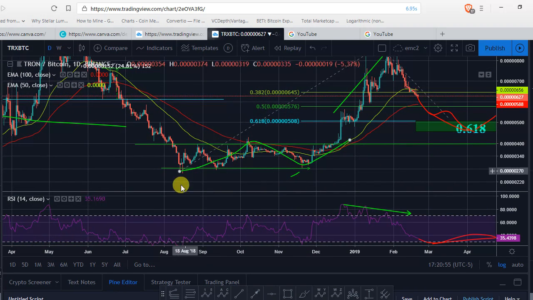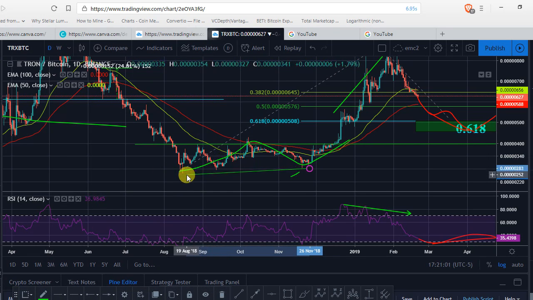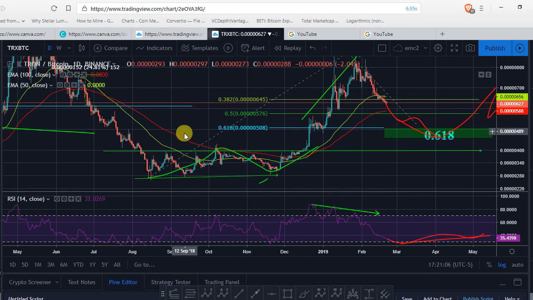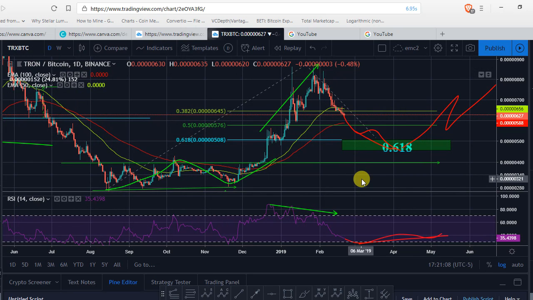And at the same time, this bottom formation is clearly the same bottom formation as Bitcoin, right? So I made a video about it. I'm going to put a link down below. Tron has already bottomed out. I'm going to put a link in the description.